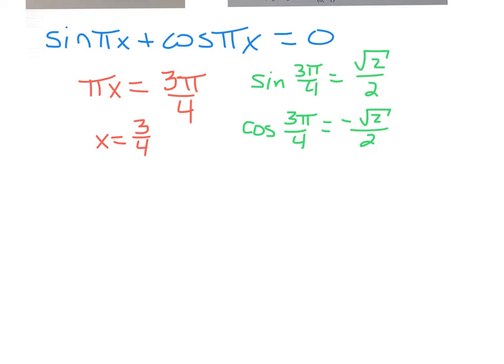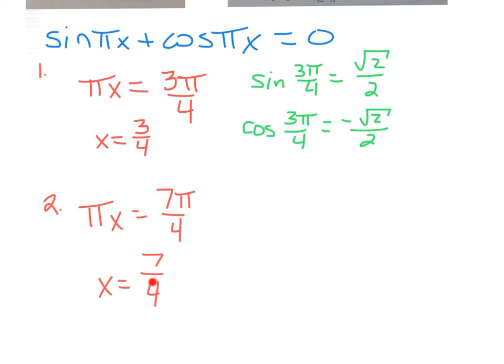So we're still going to use this blue equation, but this time we're going to say this is the first one. Then for the second one, we need this angle to be 7 pi over 4. Again, we divide by pi, and our x value would be 7 over 4. You can check it the same way. I'm not going to do that just so you don't have to watch that again.